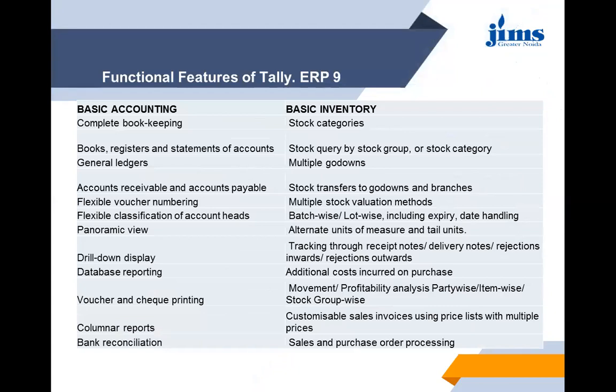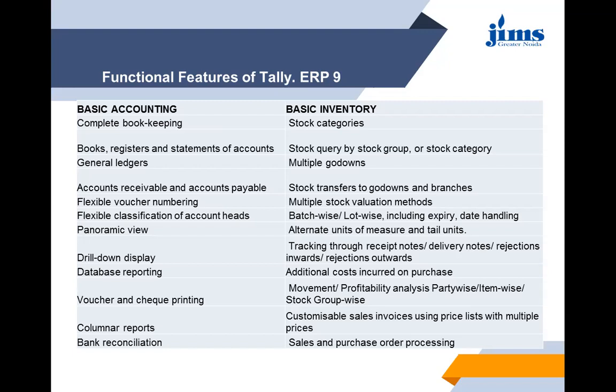So if we talk about the functional features of Tally ERP9, we need to see what the basic accounting features and basic inventory features are, and what type of functionality we need to perform in Tally ERP9. Basic accounting is complete bookkeeping, while inventory stores information related to stock categories. In accounting, it records the books, registers, and statements of accounts, and in inventory, it is a stock query by stock group or stock category.